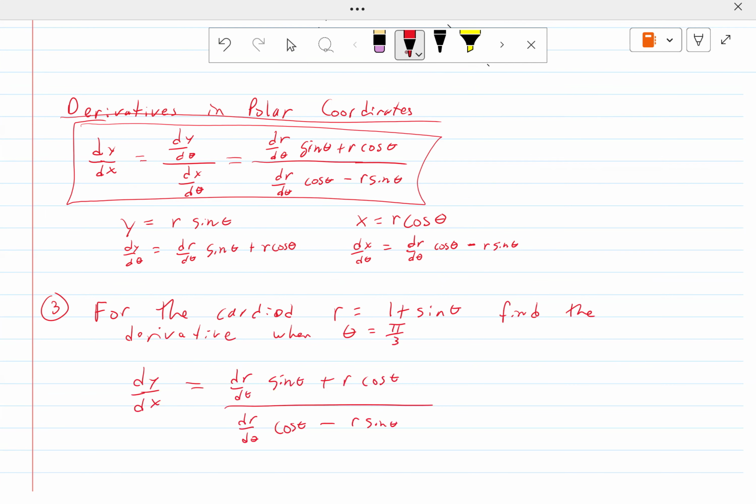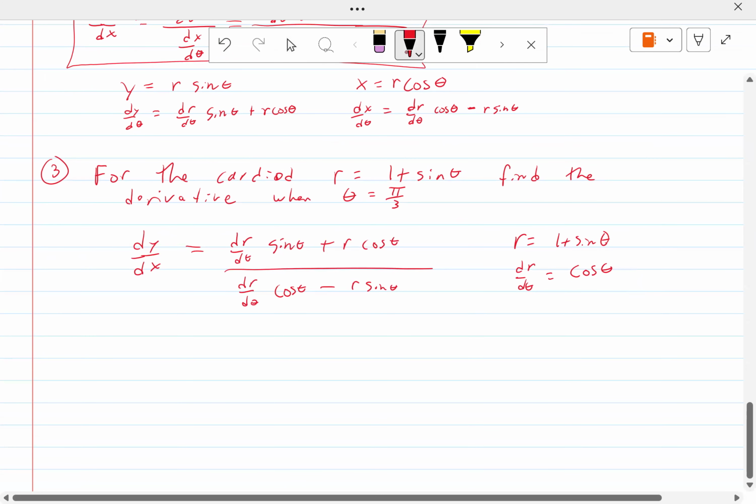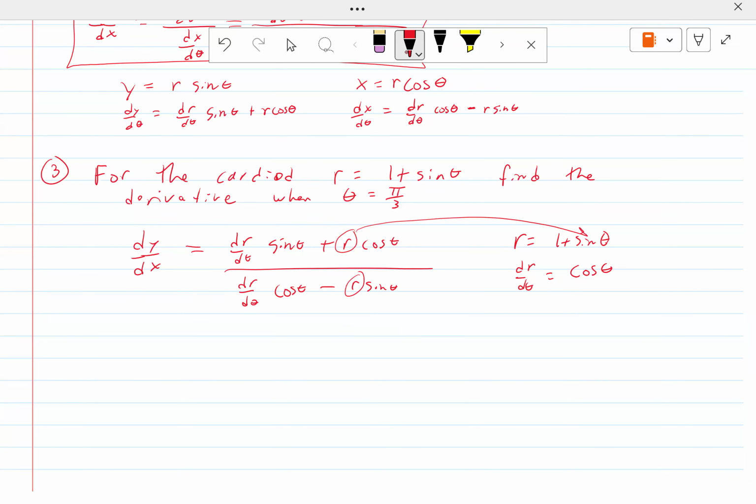So we need a couple of things. We need to know what r is equal to. It's 1 plus sine theta. And then what's dr d theta? Well, that's the derivative of r with respect to theta, which is just going to be cosine theta. The sine turns into a cosine when I take the derivative. So now every time I see an r, I'm going to replace it with 1 plus sine theta, and every time I see a dr d theta, I'm going to replace it with cosine theta.